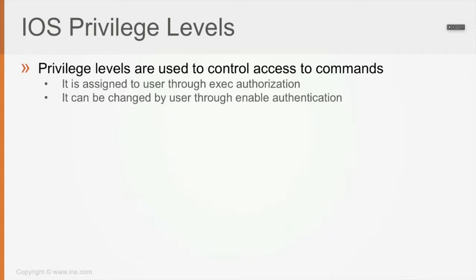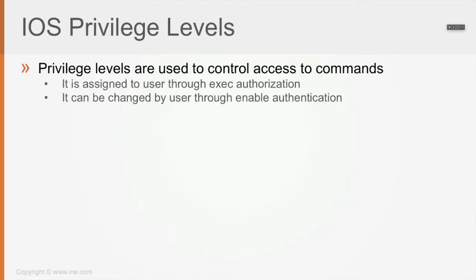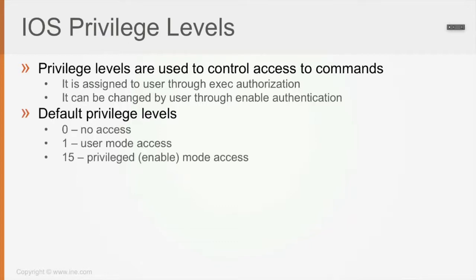And of course, as you're going to see, if the user connects, authenticates, and through exec authorization is going to get access to privilege level, let's say 5, then he can optionally get access to a higher privilege level like 15 by using the enable authentication method. Because as from the previous slides, to get to privilege mode, you need to perform enable authentication.